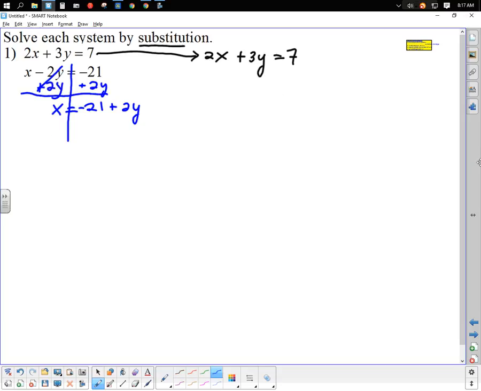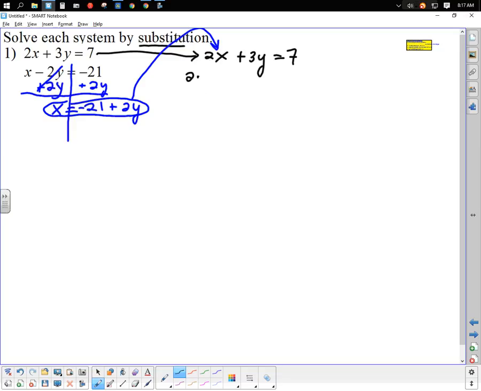So I'm going to take the answer that I got, and I'm looking for x's in the other equation, and I'm going to substitute it in here. The reason is that I got x by itself. So instead of putting the x, I'm going to put in negative 21 plus 2y. That's like saying I borrowed an x dollar bill from you, and when I pay you back, I can pay you with negative 21 plus 2y. The reason I can do that is because they're equal to each other.